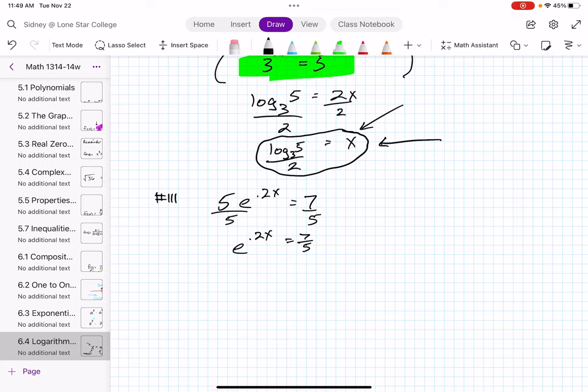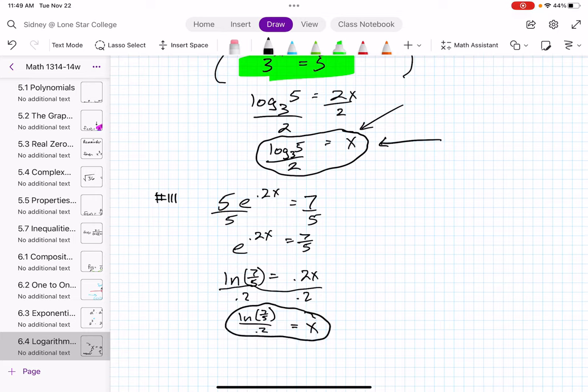Now, when I look at this, I know full well this is not going to work out nice and neat. So in this situation, I actually want to put it into its logarithmic form. So I'm going to say natural log, because it's going to be log base e, of 7/5 is equal to 0.2x. That's where I'm at right now. Now, I don't want 0.2x, I want x. So I'm going to divide both sides by 0.2. And I get x equals natural log of 7/5 over 0.2. That actually is what my answer is.